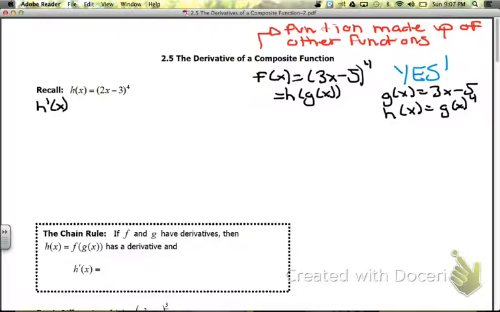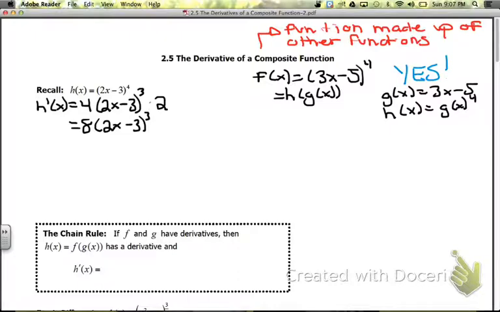So h prime of x is going to be equal to, we bring the 4 down, multiply it by our bracket, so 2x minus 3. Now we take the exponent minus 1, so we add to the power of 3, times whatever the derivative of inside the bracket is, so times 2. And this will be equal to 8 times (2x minus 3) to the power of 3.